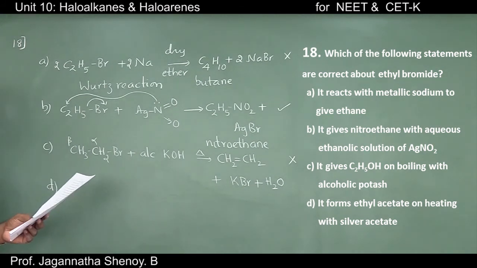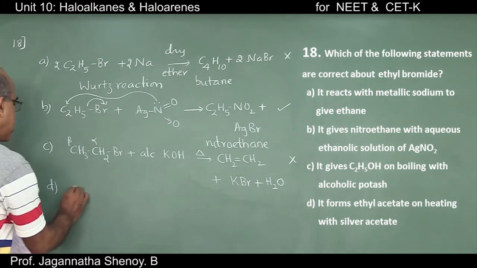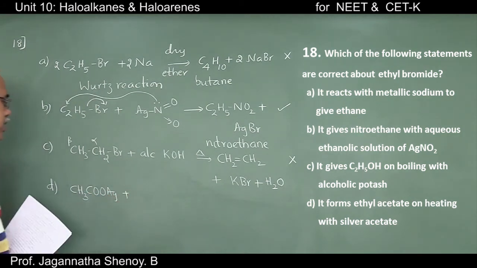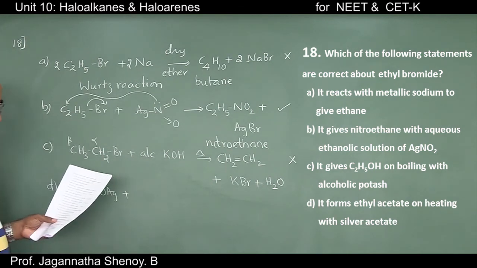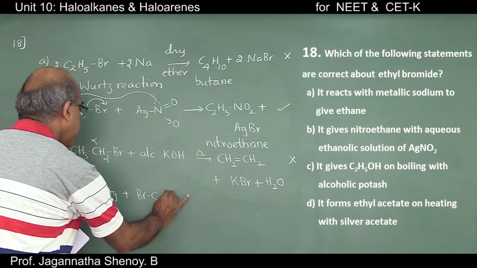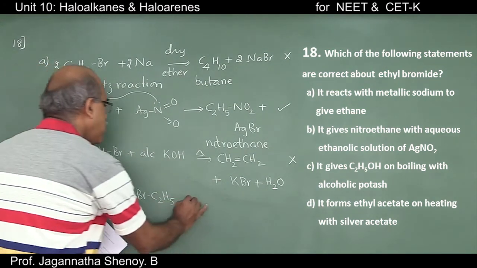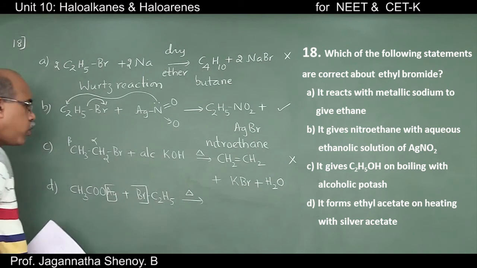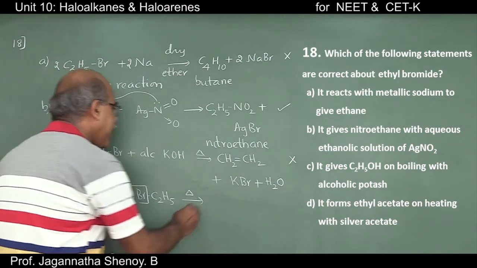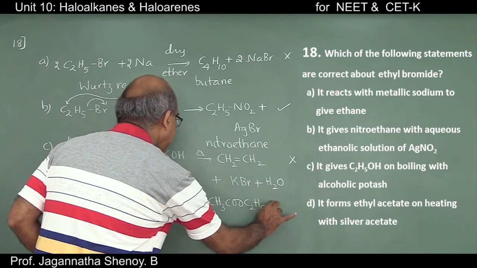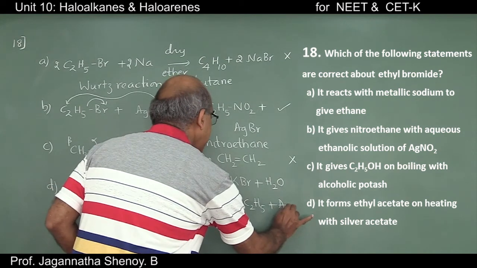statement D. It forms ethyl acetate on heating with silver acetate. Let us just check it. So silver acetate is CH3COOAg. I am going to heat it with ethyl bromide. So I write it as BrC2H5. So when you heat it, from here silver will go, from here bromo group will go. So what we get is CH3COOC2H5. In addition to that, I get silver bromide.